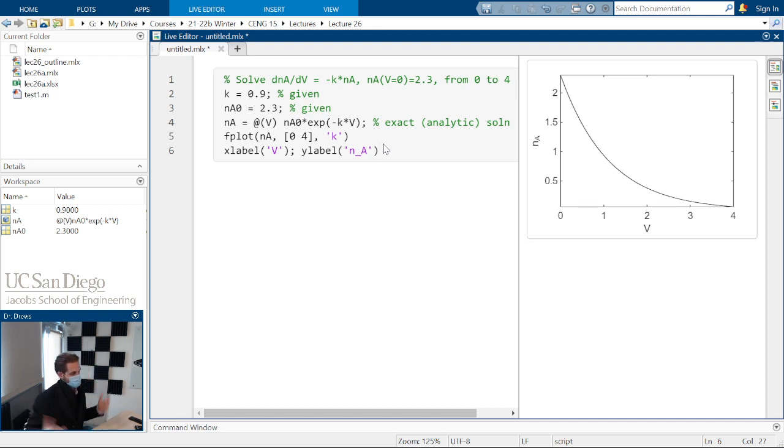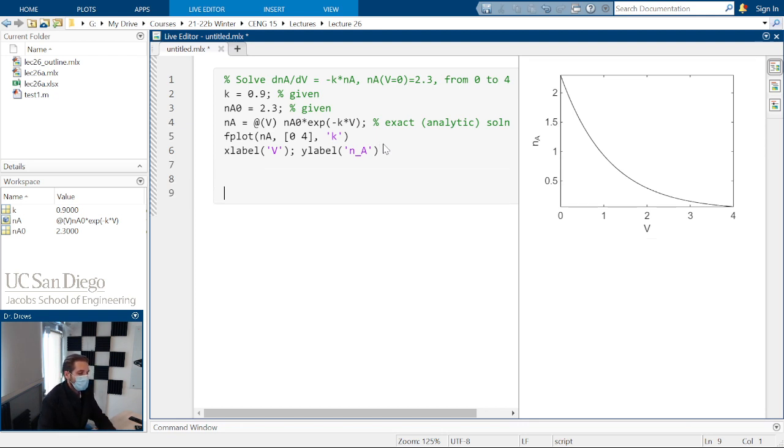NA, in that example that we had, is moles of A. And A appears to be undergoing a chemical reaction, so it's getting consumed. And by the time it leaves the reactor at V equal to 4, there's not much left. There's essentially 0 of the stuff left. There's a little bit left, but not very much. So everything that we did right there was just looking at the analytic solution.